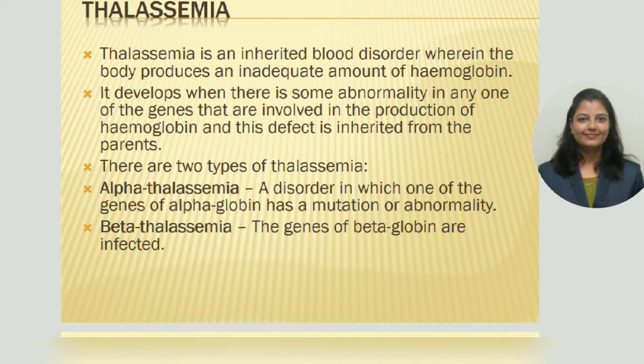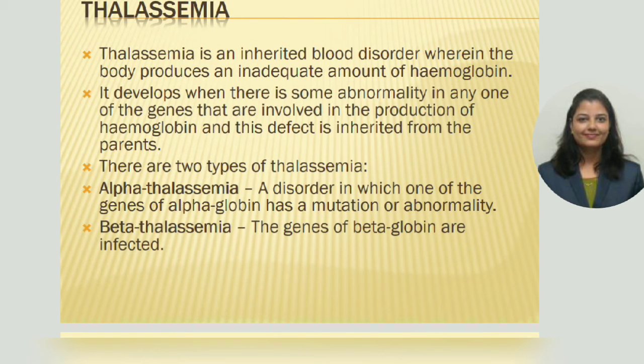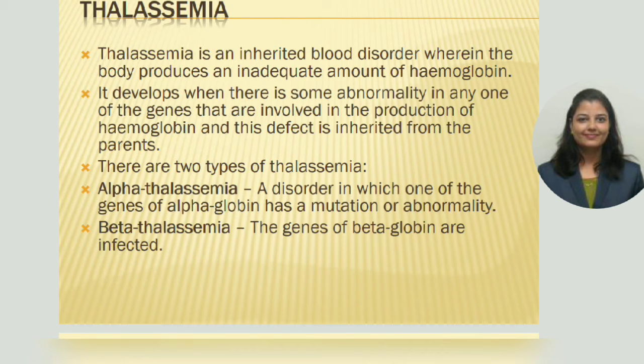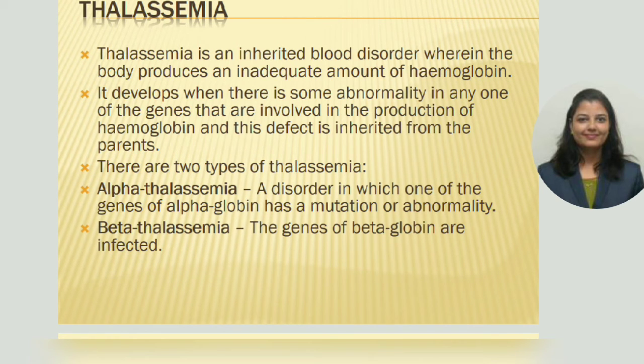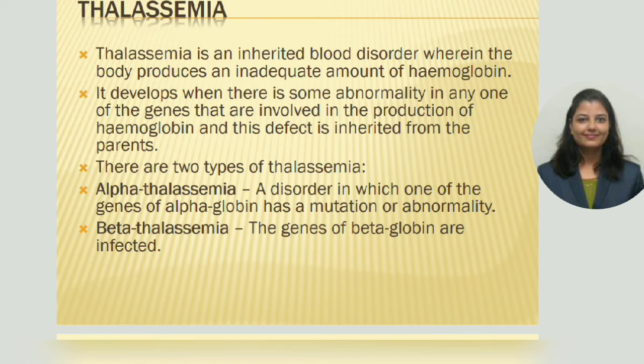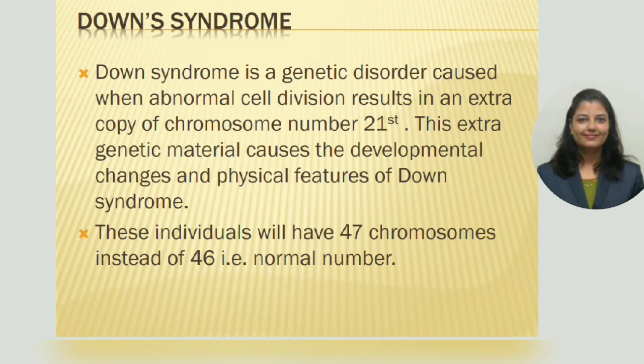First one is thalassemia. Thalassemia is an inherited blood disorder wherein the body produces an inadequate amount of hemoglobin. It develops when there is some abnormality in any one of the genes that are involved in the production of hemoglobin, and this defect is inherited from the parents. There are two different types of thalassemia, alpha thalassemia and beta thalassemia. Alpha thalassemia is a disorder in which one of the genes of alpha globin has a mutation or abnormality. In beta thalassemia, the genes of beta globin are affected. So that is about thalassemia.